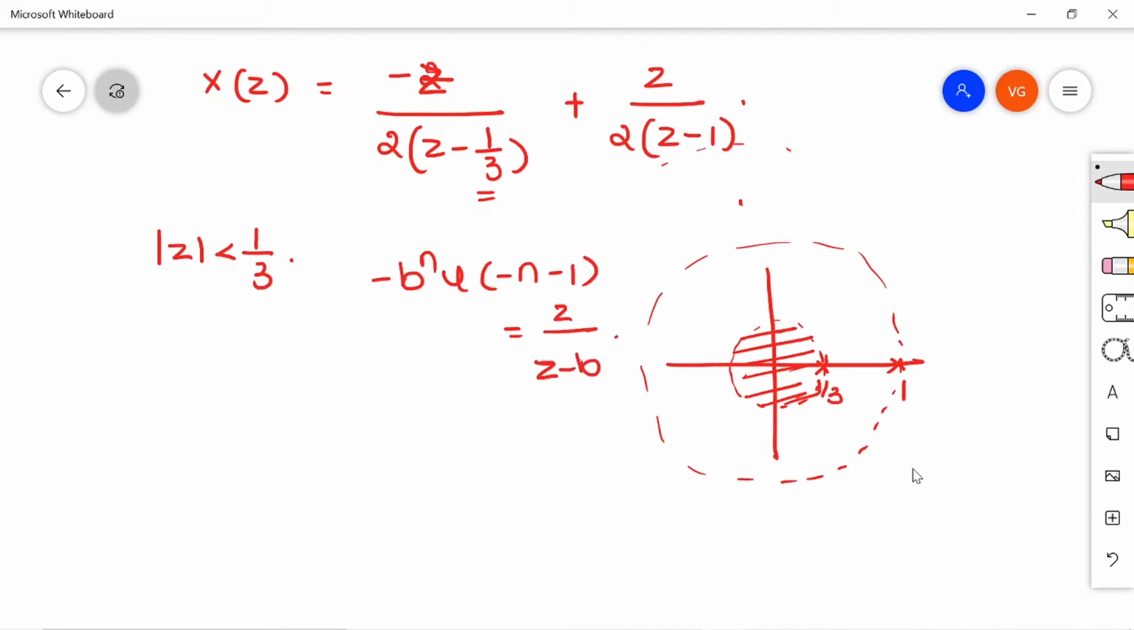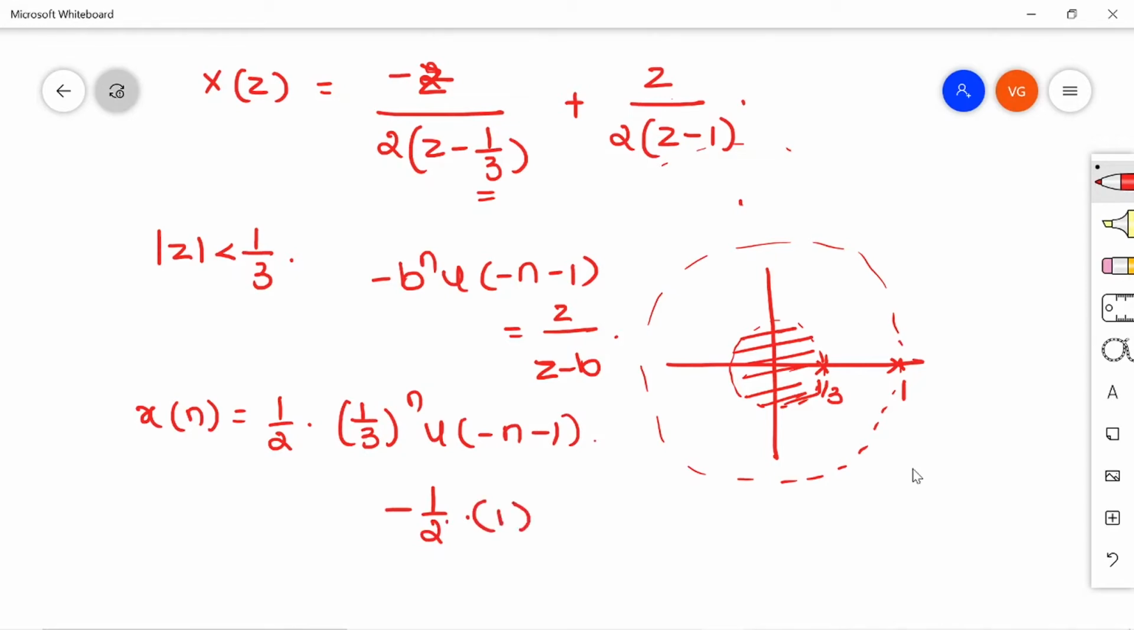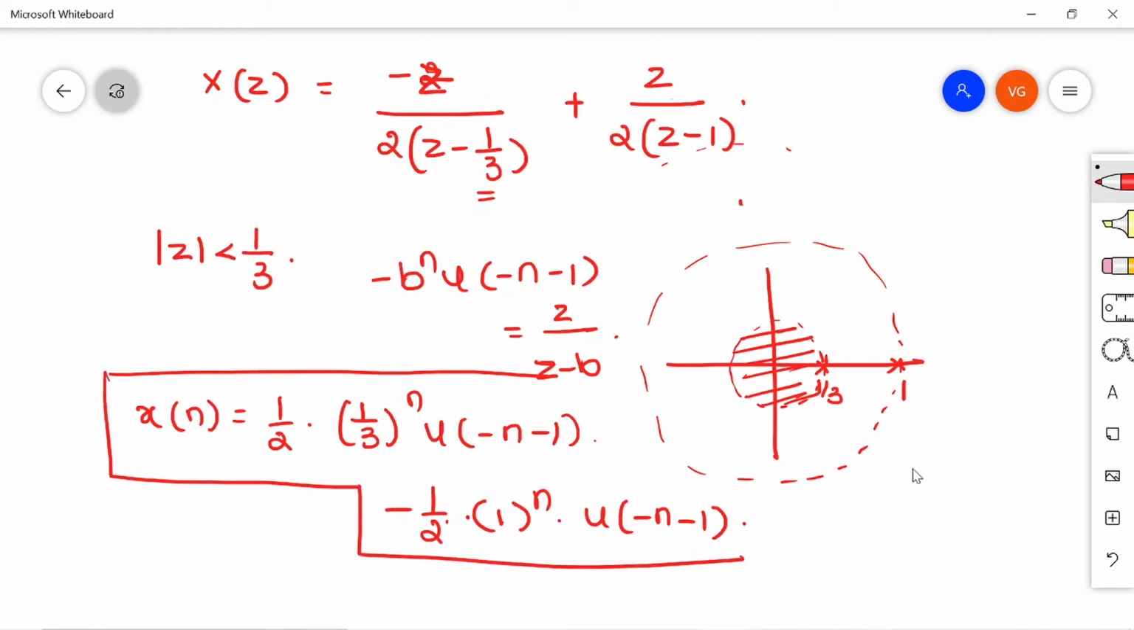Upon comparing this with your x of z, you will get x of n as 1 by 2 into 1 by 3 whole power n u of minus n minus 1, minus 1 by 2 into, as I don't have minus, I am taking minus extra, 1 whole power n u of minus n minus 1. So this is the required x of n for the given x of z for mod z less than 1 by 3, if you are considering that as ROC.